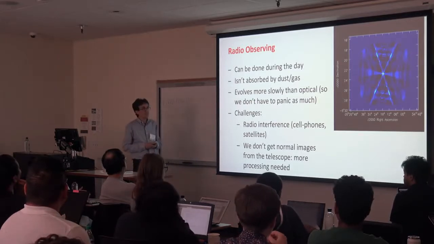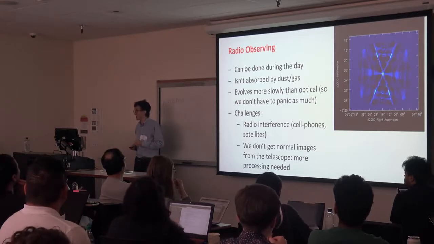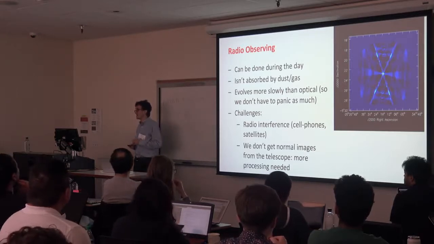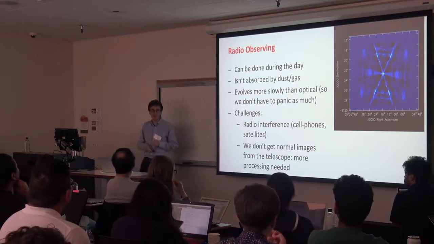The emission isn't absorbed by dust and gas in the interstellar medium. So unlike what Brad was talking about, where the softest energies are really absorbed by the ISM and you can't see them, radio waves are basically transparent. You can see all the way through the Milky Way galaxy, other galaxies as well.